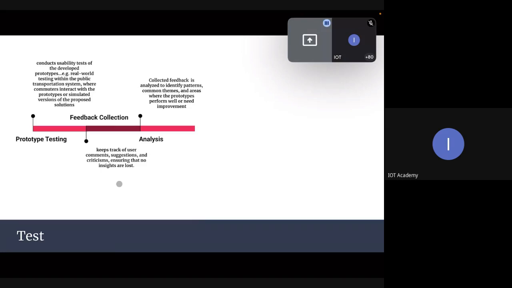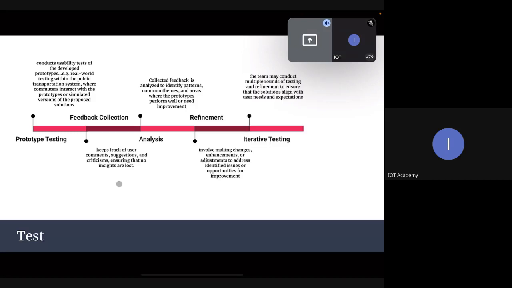Okay, what were the common themes? What were the areas where the prototypes have performed well or where they needed improvement? All of that will be analyzed. Then you will make some refinements, maybe minor adjustments will have to be made here and there to make your prototype functional, to make it user ready.